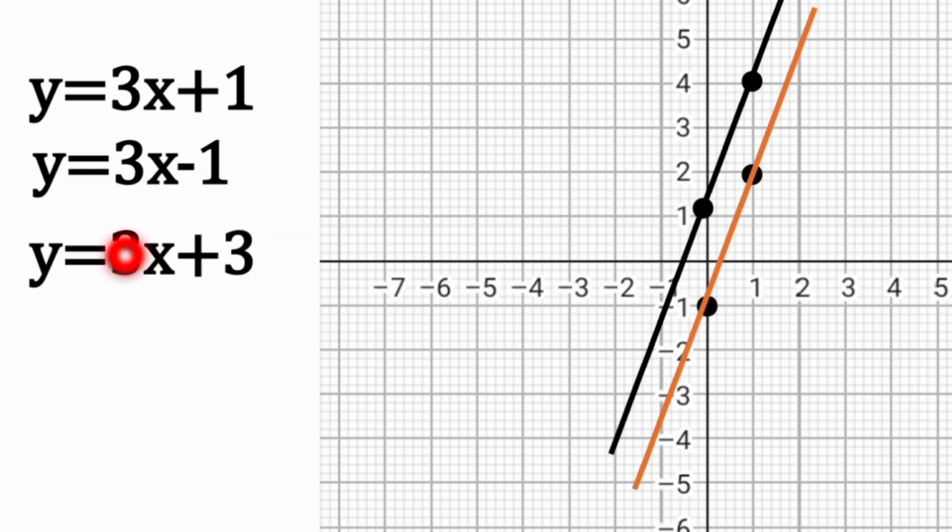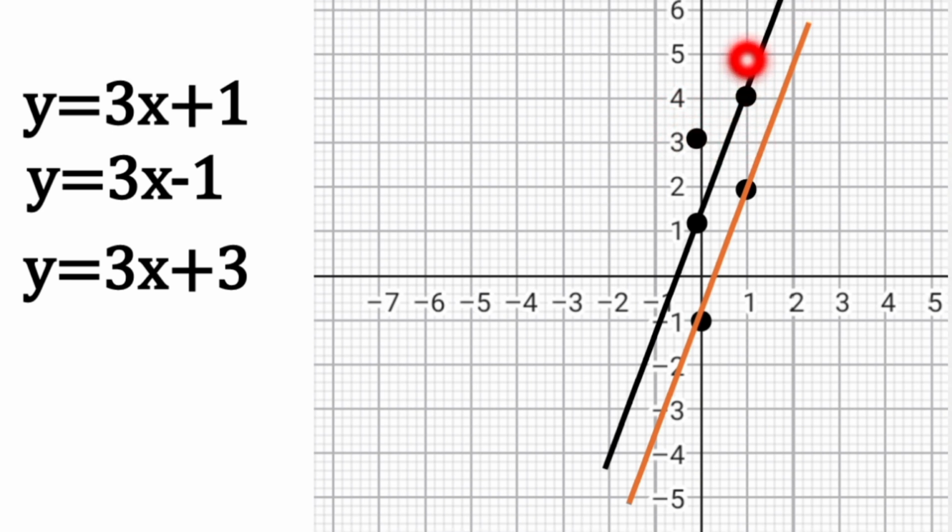We have y equals 3x plus 3. Our y-intercept is at (0, 3). And we go to the right 1 unit, we must go up 3 units: 1, 2, 3. And we have this point (1, 6). And connecting these 2 points, we have this line, y equals 3x plus 3.